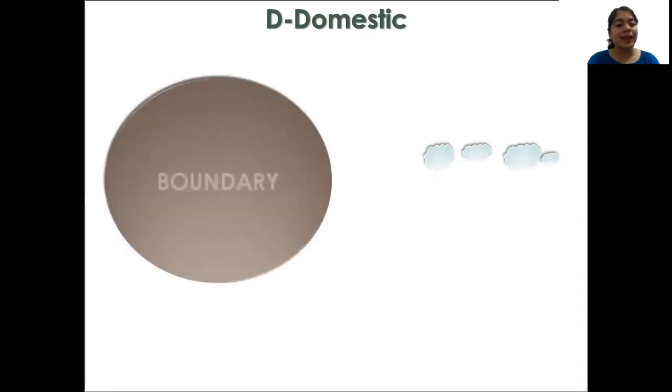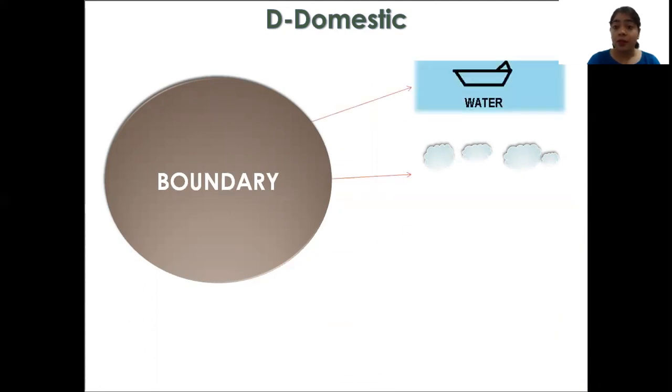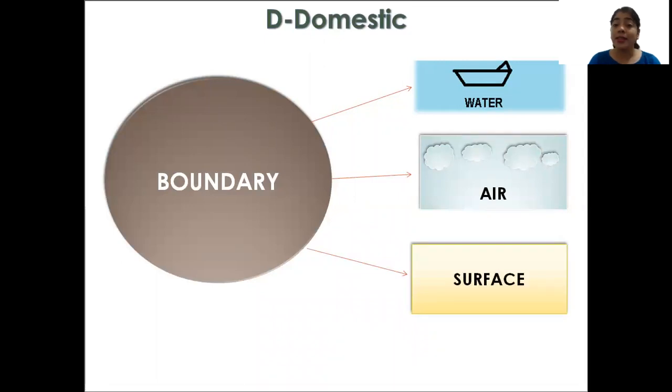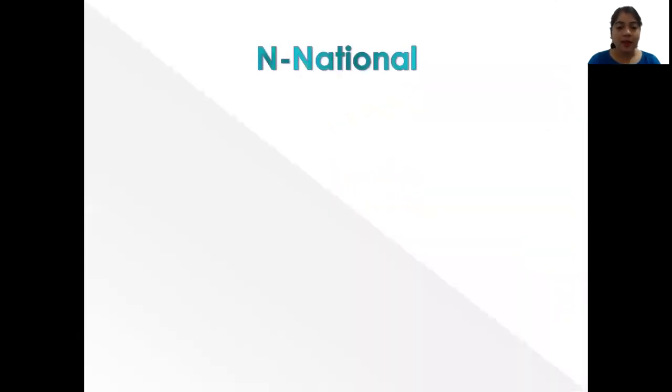A country has its geographical boundary which separates it from other countries and marks the limit of a country. A nation's border is a conceptual division of Earth's water, air, and surface areas. So D in GDP means the total value of goods and services produced within these three areas. The next is N, that means national.